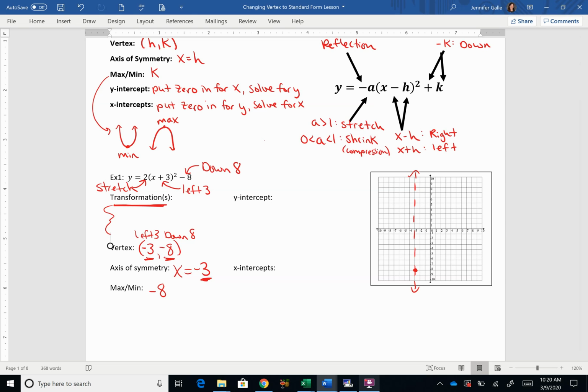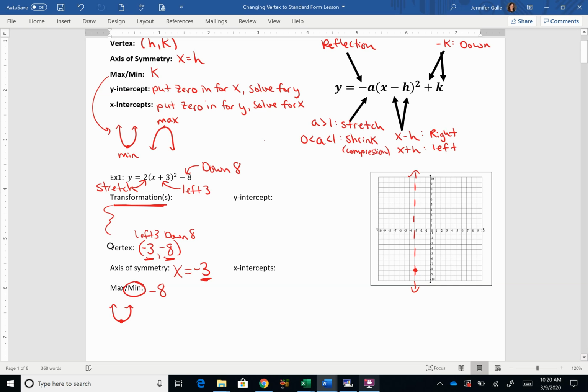So, is this graph going to open up, or is this graph going to be reflected and open down? Which way is our graph going to be? It's going to go up, right? We didn't reflect it. So it's going to open up. There's no reflection, so our graph's going to open up. So we have a really, really low point. So we have a minimum.